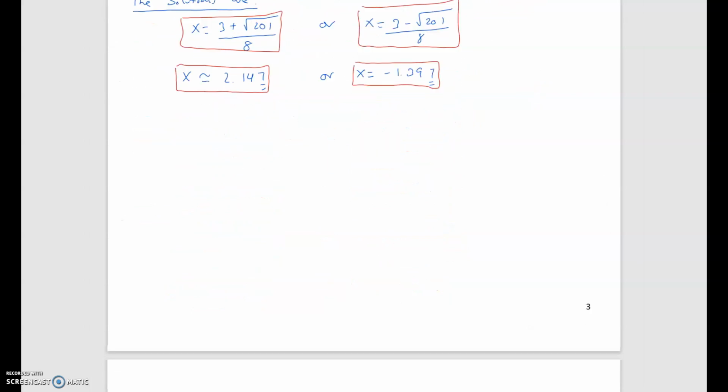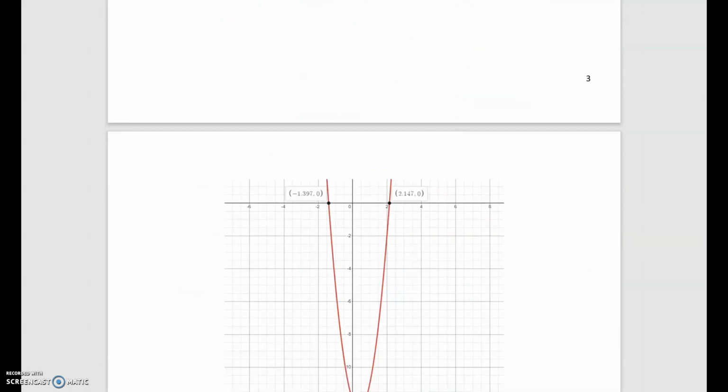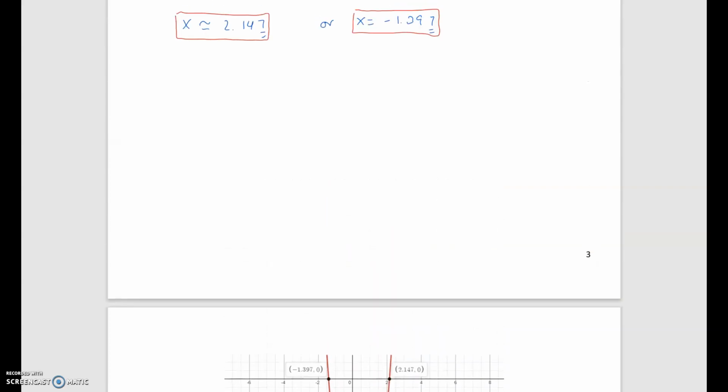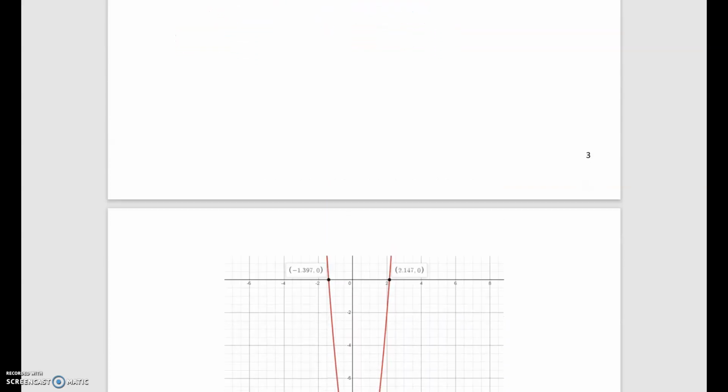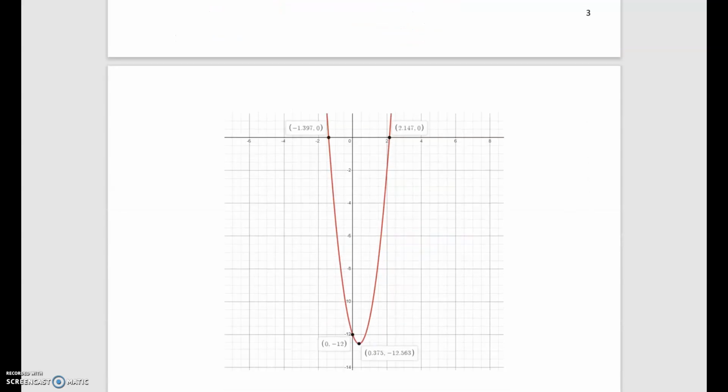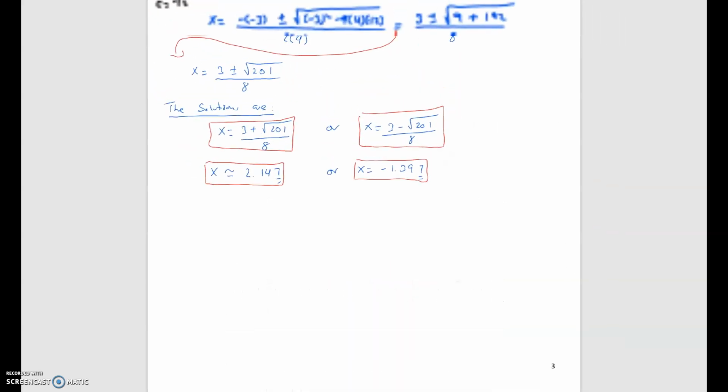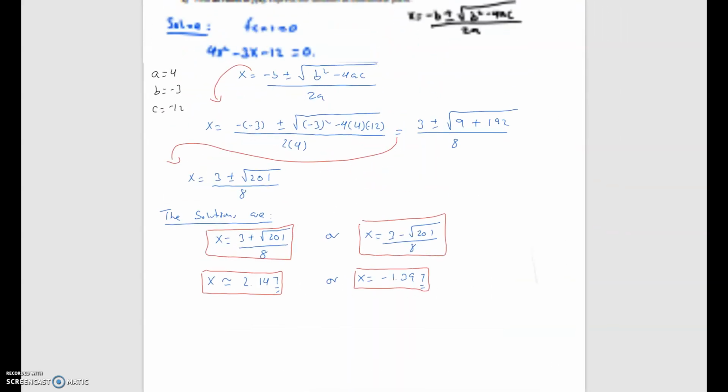So we're looking at negative 1.39, which is technically this one. And then the other one is 2.147. So algebraically, we actually found both of the roots. This one worked out nicely. And they want the solutions as x-intercepts. So let me just verify.